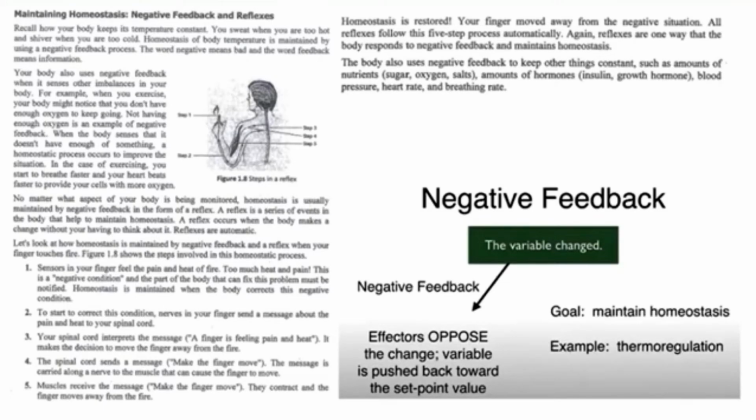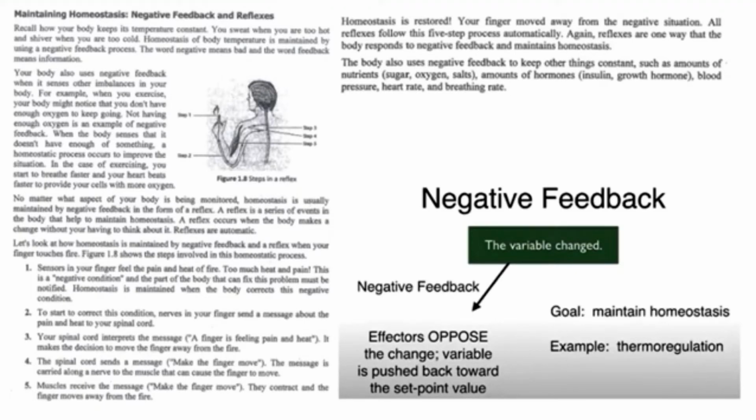Your body also uses negative feedback when it senses other imbalances in your body. For example, when you exercise, your body might notice that you don't have enough oxygen to keep going. Not having enough oxygen is an example of negative feedback. When the body senses that it doesn't have enough of something, a homeostatic process occurs to improve the situation. In the case of exercising, you start to breathe faster and your heart beats faster to provide your cells with more oxygen.